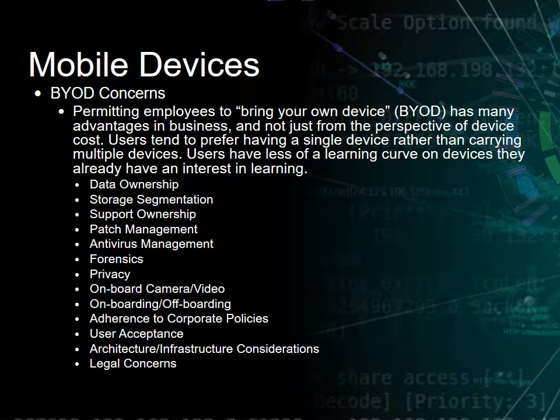If it's their device, but they're downloading emails, let's say, from your mail server because you're sending them to their device, is that data still yours, or do they now own it because they've saved it onto their phone? Storage segmentation, which we talked about a couple slides back: is your data being mixed with their data, or is it segmented out and properly protected? Is it encrypted? Support ownership. If there's a problem with the device, who helps them with it? Is that person on their own to figure it out, or does your help desk provide assistance with their device?